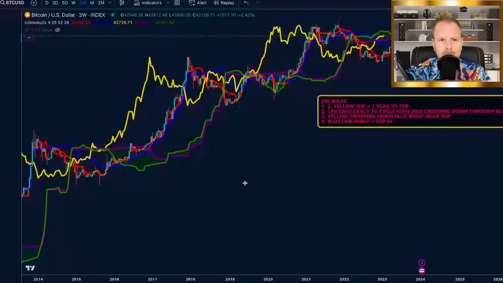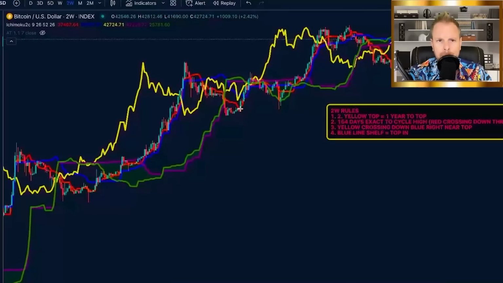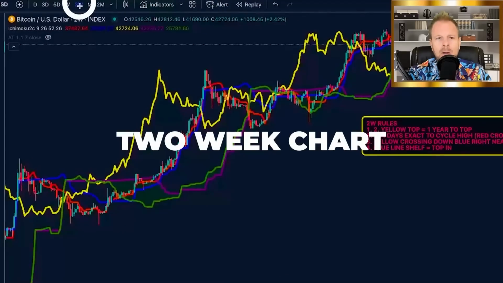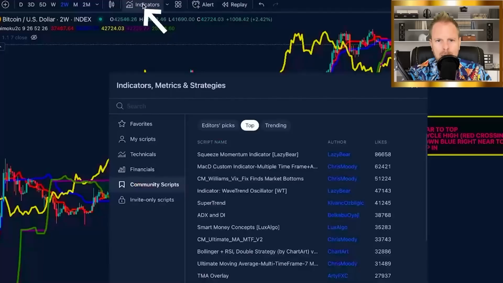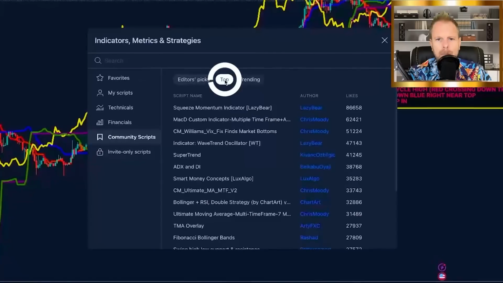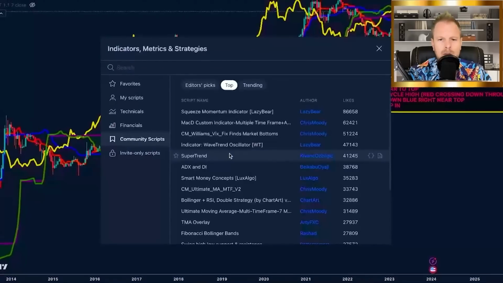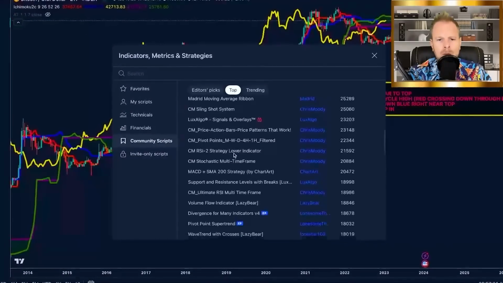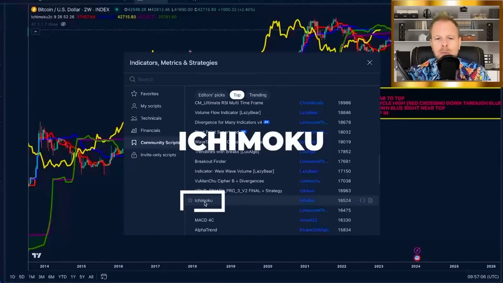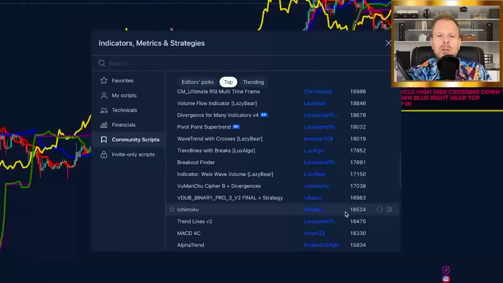Now, here we are on the chart. I have it pulled up, but I'm going to show you step by step how you can pull it up. We're on the Bitcoin US dollar index and we're on the 2-week chart. What I want you to do is go over to your indicators tab, go to community scripts, and come over here and go to top. These are the top indicators as voted by everybody on TradingView. If you scroll down a little ways, you're going to get to one that says Ichimoku. Ichimoku from H. Potter, probably Harry Potter. I want you to click on that one.